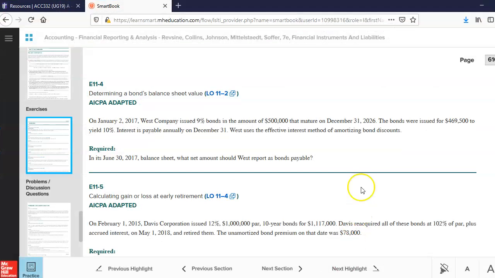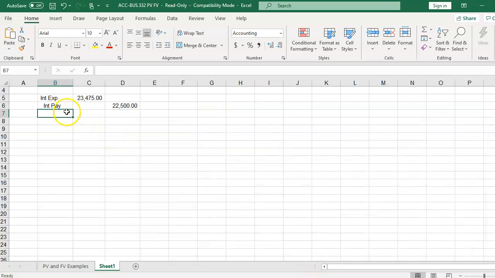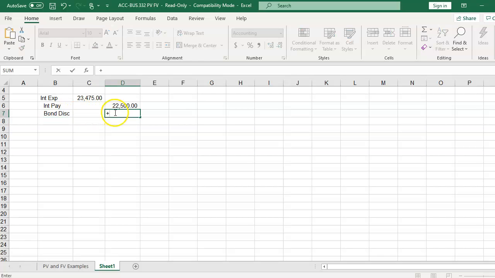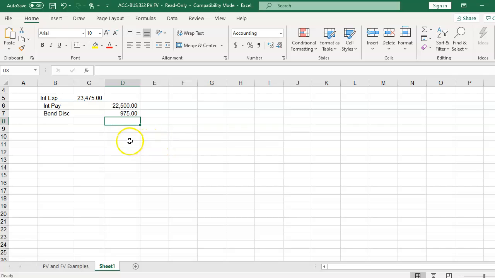We can go back and look at the problem. It's the 500,000, the 9% stated rate divided by 2. And so the difference between those two becomes my bond discount. Okay, this is my amortization. So the difference between these, just do plus and minus here, that gets me 975, and that's the amount of my bond discount. So this was just the accrual. If this was actually paying cash, I would credit cash instead of interest payable. And then on December 31, when they actually make the payment, they'll record the rest of this.